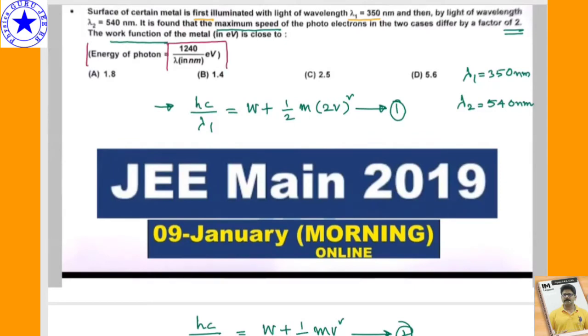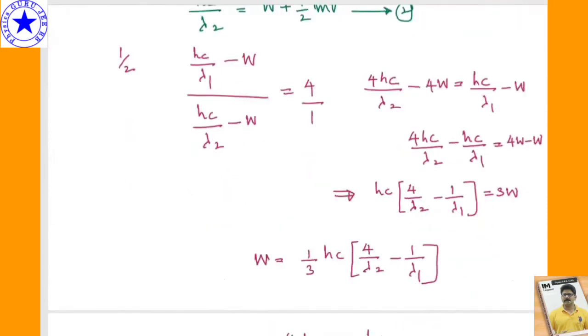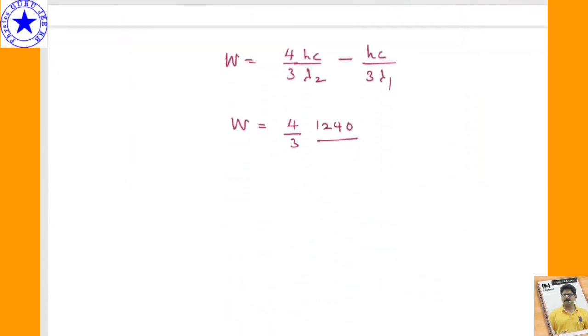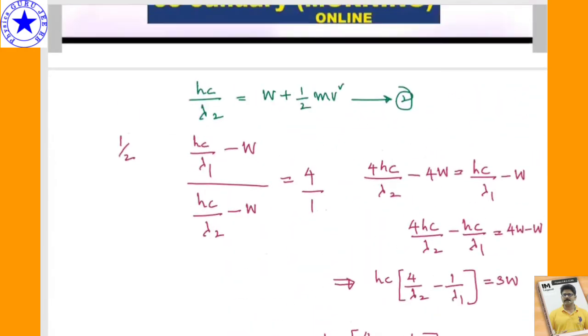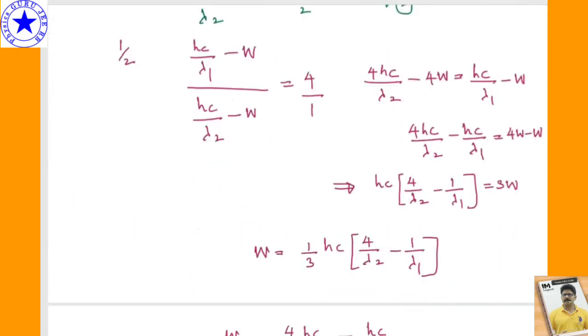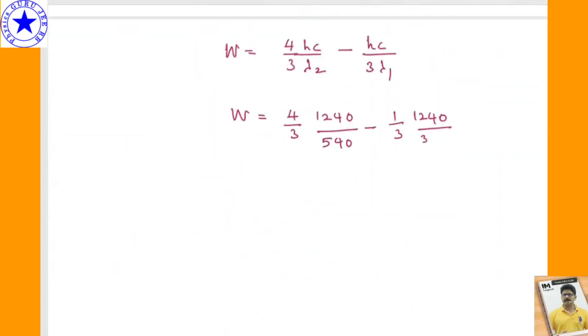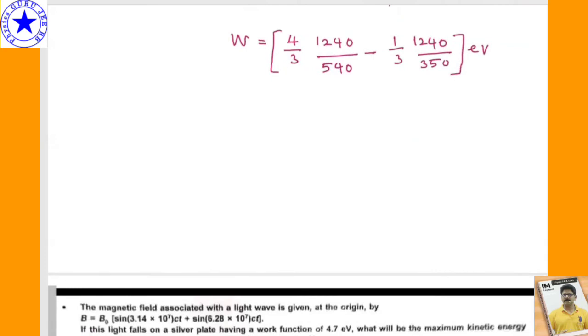What is this? 1240 divided by lambda. Now you can substitute here: 1240 divided by 540, minus 1 by 3, same thing, 1240 divided by lambda 1. Lambda 1 is given as 350. Simply substituting 350, directly we get the answer in electron volts. But the thing is we have to solve this one. So when you solve this equation, finally W is approximately 1.8 electron volts, which is nearest to answer A.